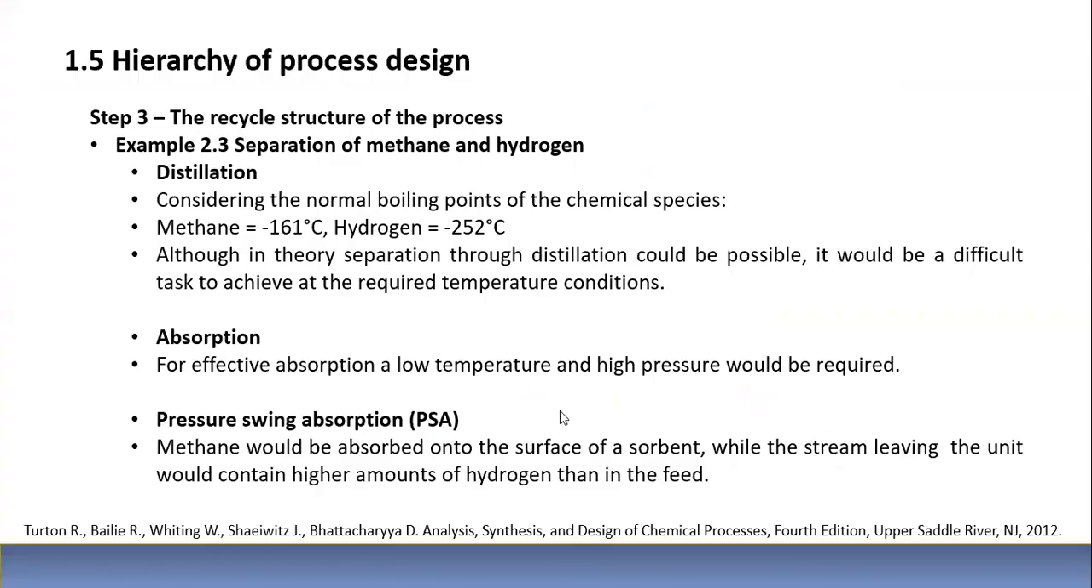Sí. Pressure swing absorption como lo vimos. Methane will be absorbed onto the surface of a sorbent, while the stream leaving the unit will contain higher amounts of hydrogen than in the feed. El ejemplo que vimos era oxígeno, nitrógeno. Para nuestro caso sería la separación de metano e hidrógeno, ¿no? Es lo que dice aquí.